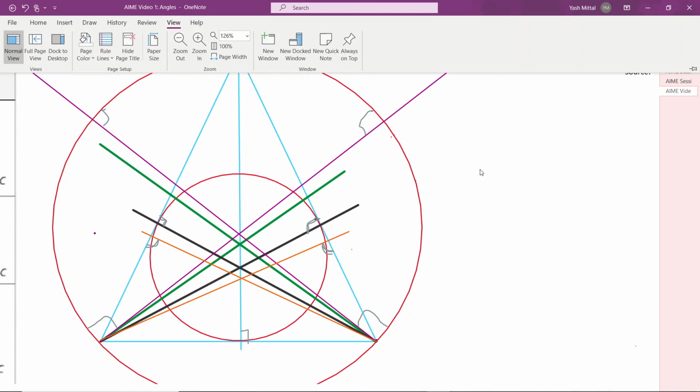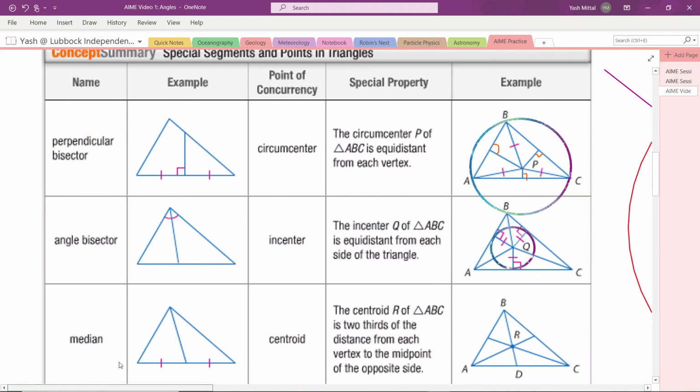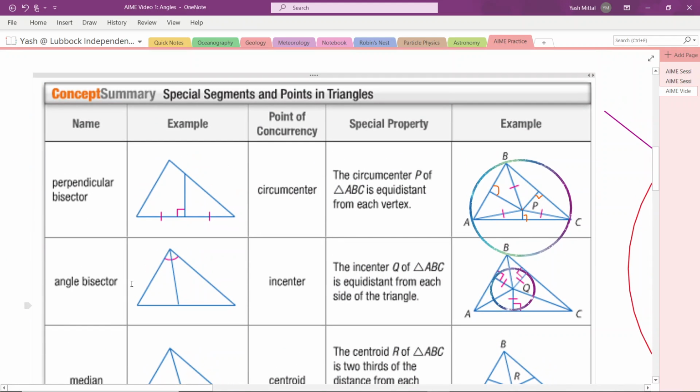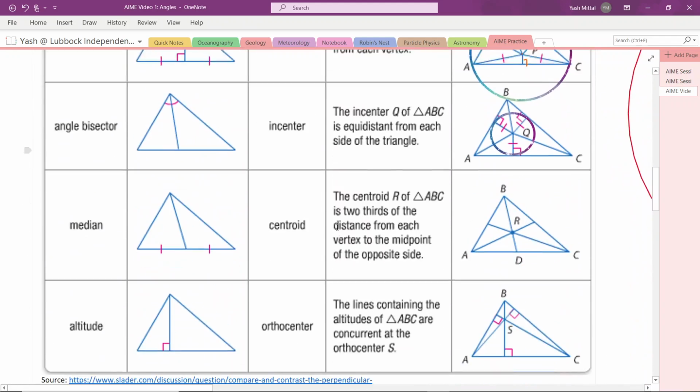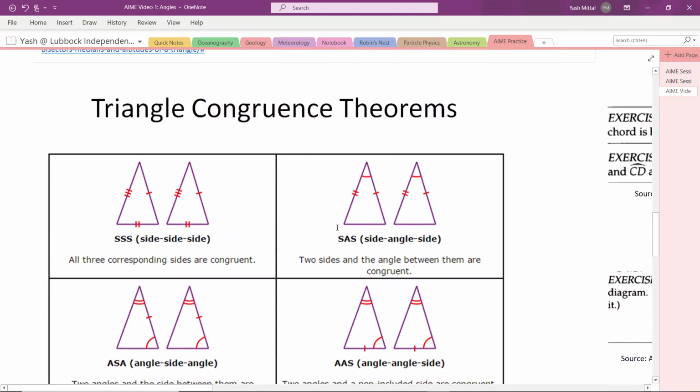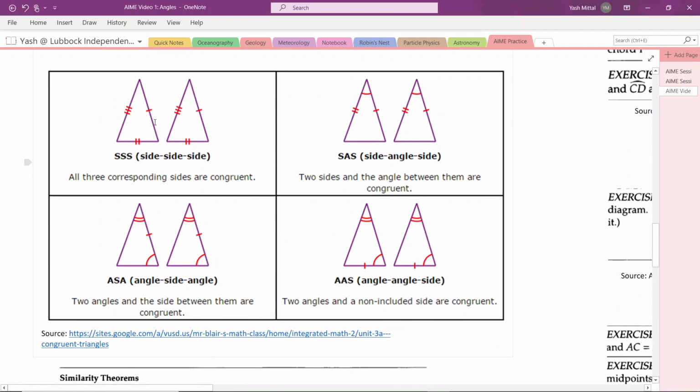Now, let's start looking at some theorems related to this, but before that, we need to understand how congruence and similarity work. I'll go through this quickly, since these are theorems that you learn in geometry, and these are relatively simple. And so, congruence theorems: side side side, side angle side, angle side angle, and angle angle side.